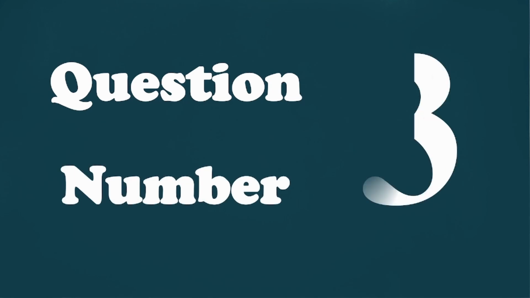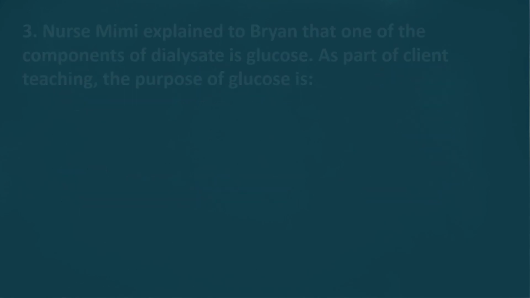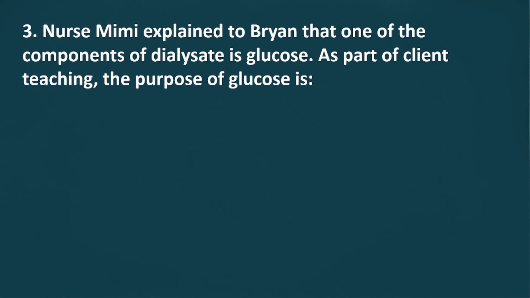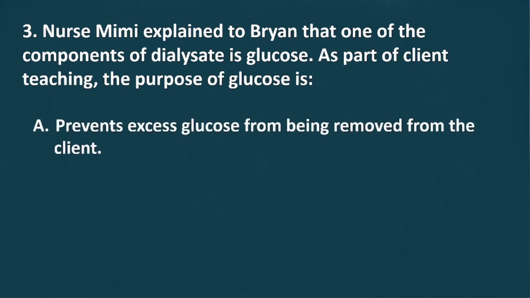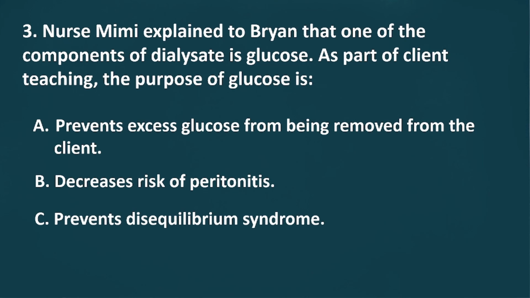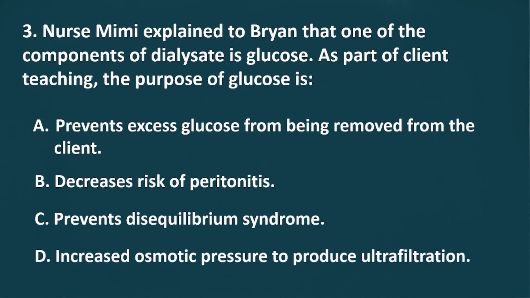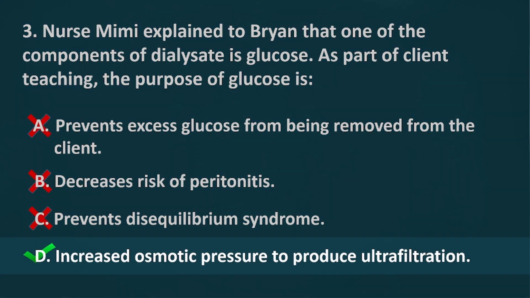Question number 3. Nurse Mimi explained to Brian that one of the components of dialysate is glucose. As part of client teaching, the purpose of glucose is A. Prevents excess glucose from being removed from the client. B. Decreases risk of peritonitis. C. Prevents disequilibrium syndrome. D. Increased osmotic pressure to produce ultrafiltration. The correct answer is letter D, increases osmotic pressure to produce ultrafiltration.